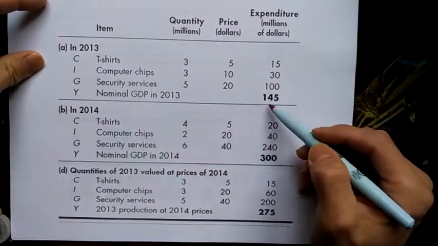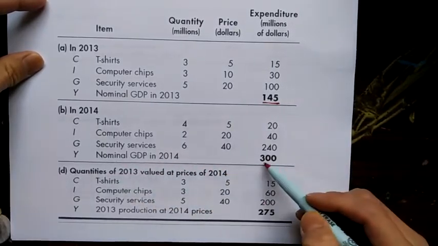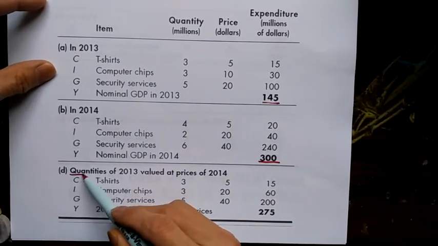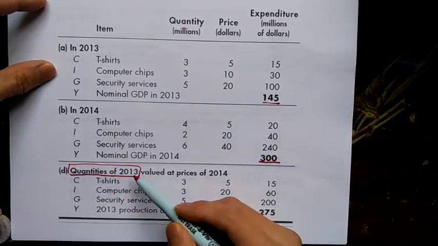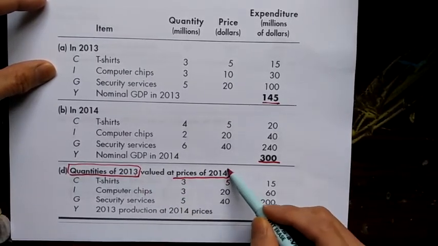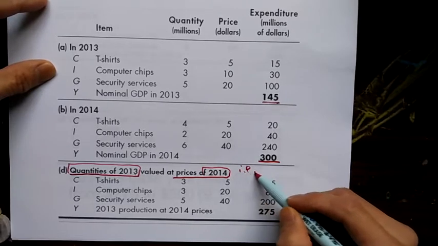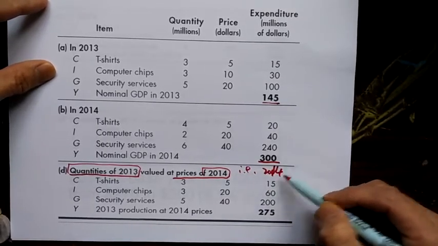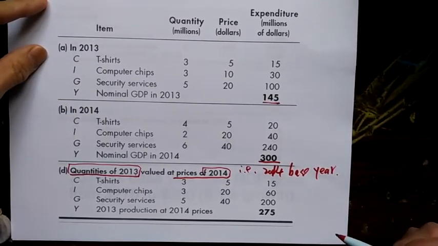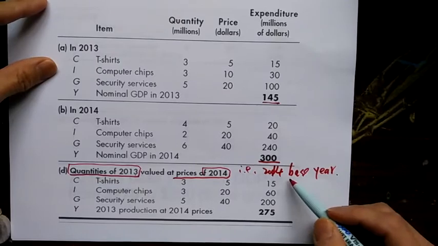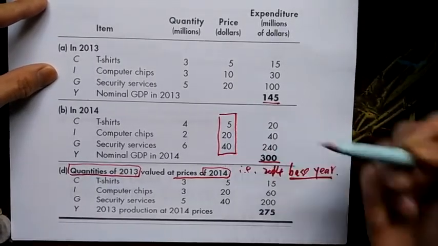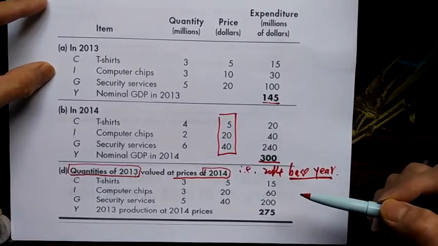Again, the way to calculate nominal GDP is the same. Now, we want to evaluate 2013. We want to value the 2013 production at the price of 2014. That is, now 2014 is the base year. Okay, remember the base year. In the base year, we use the price in the base year to calculate the real GDP.